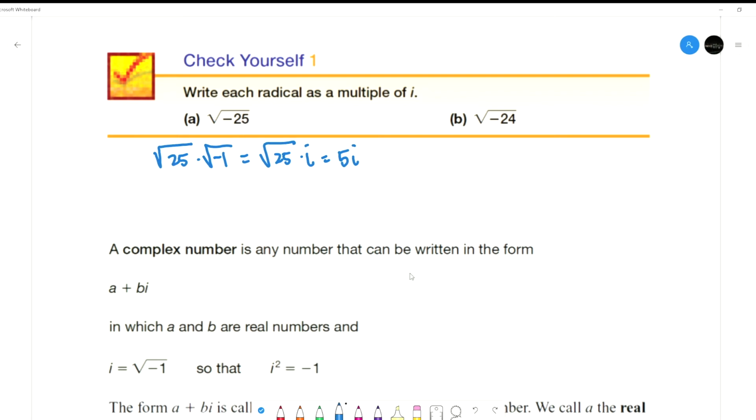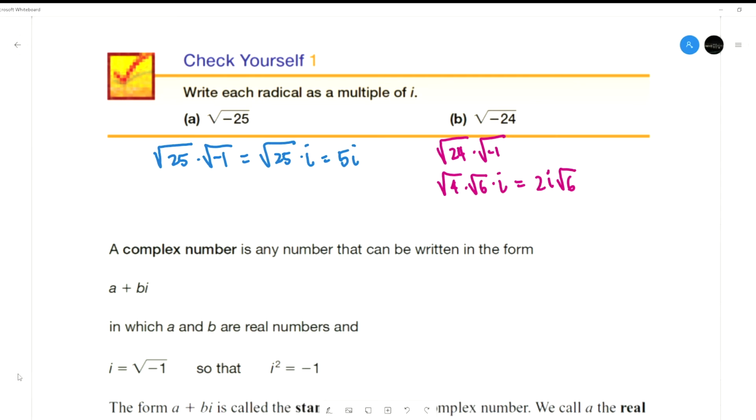Okay, so the second one, we have the square root of negative 24, which is equal to the square root of 24 times the square root of negative 1. And we need to simplify this radical 24. So that is radical 4 times radical 6, times my i here, which is 2i radical 6. Okay, any questions?